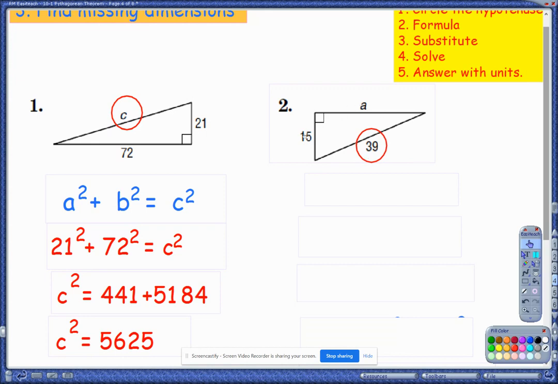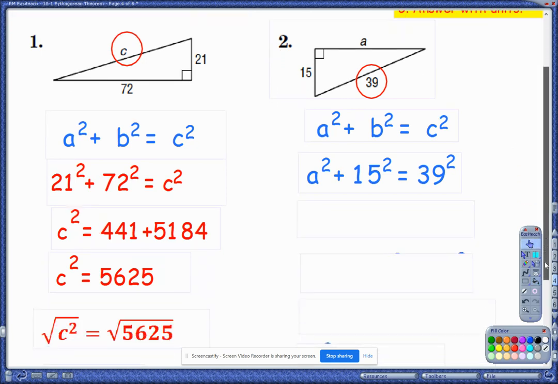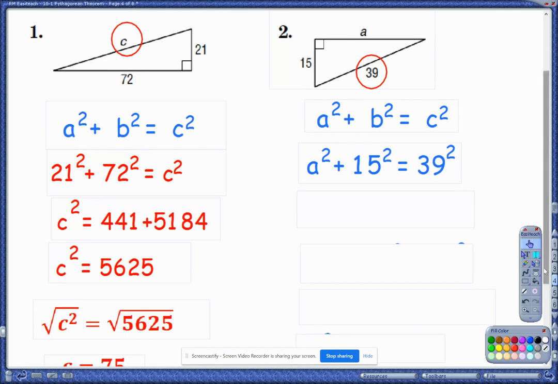So I know A and 15 are the two legs. So I'm going to write my formula, and I know 39 is given and B is given. So I have to find A squared. So I say, okay, A squared plus 15 squared is equal to 39 squared. Now, this is where many students will make mistakes and they will end up doing 39 minus 15. So be very careful. It is 39 squared minus 15 squared.